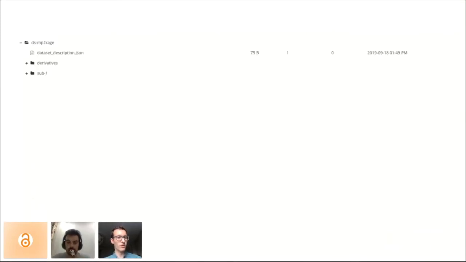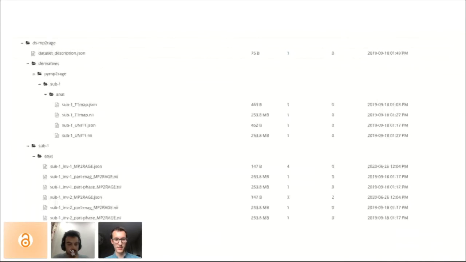This is what the top-level directory looks like, and I think probably most people here are familiar with it. Essentially there is a JSON for the whole data set and 2 subfolders, one for the raw data and one for the derivatives. If you open these folders, this is what it looks like in our proposal.